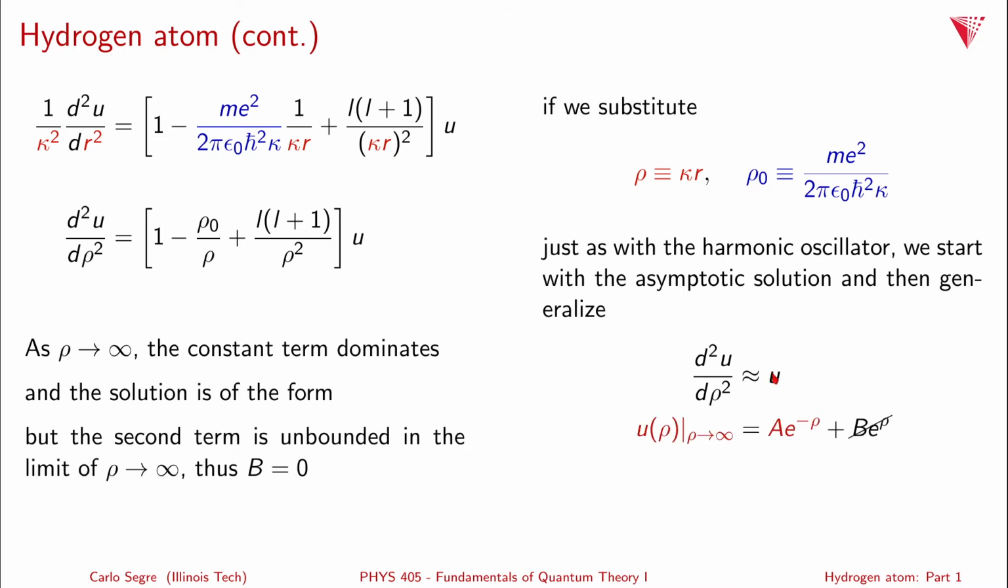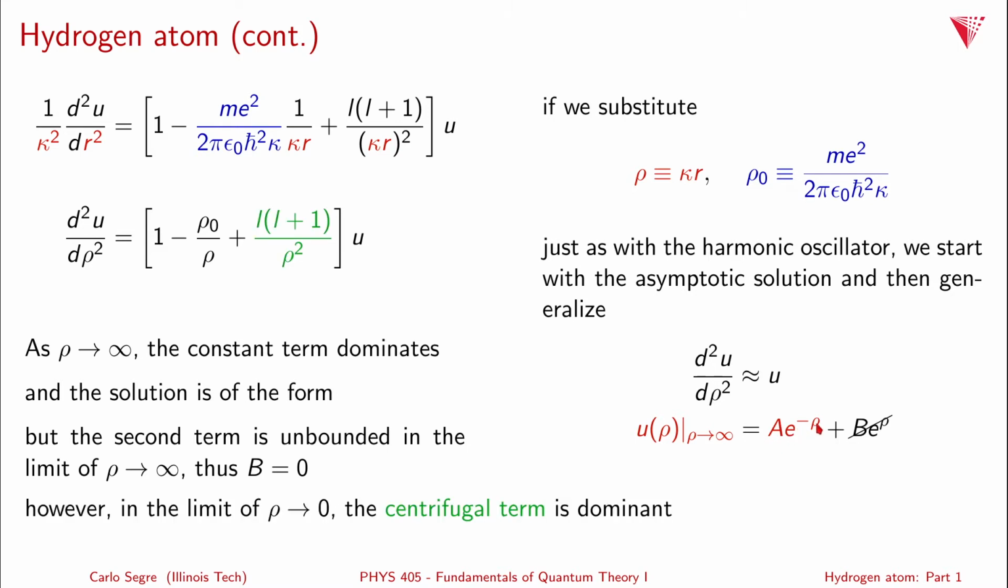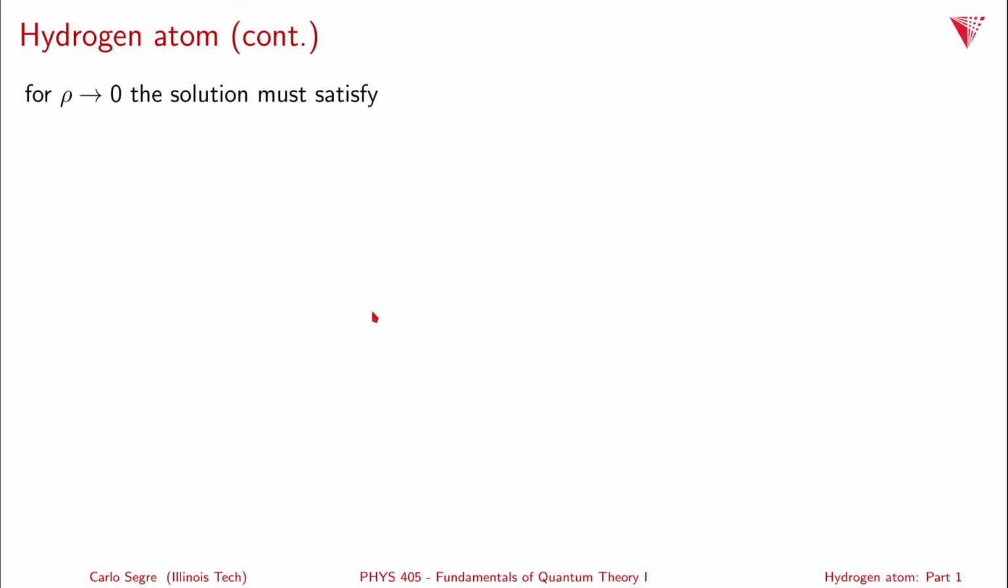Well, as usual, we have the one solution which is unphysical, which is the one that explodes and is unbounded and non-normalizable at infinity. And so B is set to 0, and our solution then is A e to the minus rho. Now, when you look in the limit of rho goes to 0, the so-called centrifugal term, L times L plus 1 over rho squared, is the one that dominates. So in that case, for rho going to 0, the solution has to satisfy this approximate differential equation. d squared U d rho squared is approximately equal to L times L plus 1 over rho squared times U.